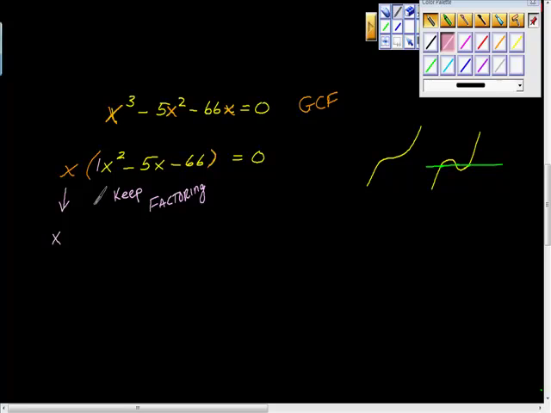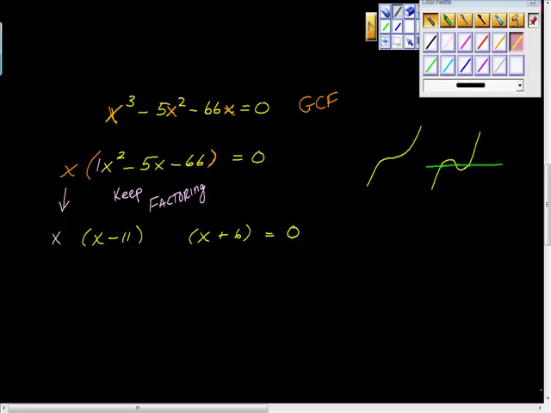First thing you know, because this is x squared, that we are going to get x here and x here. How do we know that? Well, x times x, if we redo our FOIL, is x squared. Two numbers that multiply to give us negative 66, but add to give us negative 5 would be negative 11 and positive 6. I'm going with that. That's my final answer there. So these are our factors.